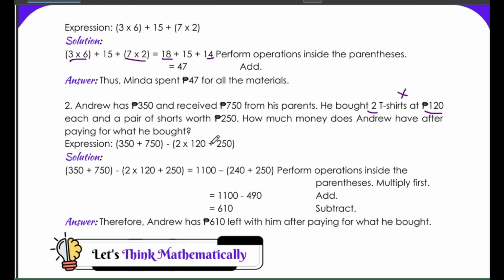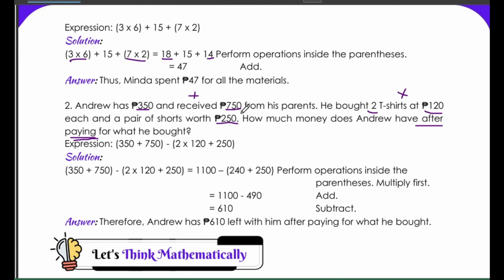And a pair of shorts for 250 pesos. So we're going to add the answer we multiplied from 2 and 120 to 250. That's how much he spent in all. Now, since he has the answer in here, which is 350 plus 750, the word problem is asking how much money he has after paying.